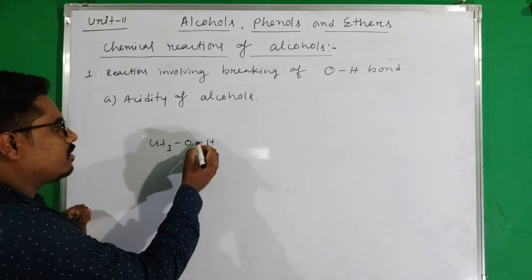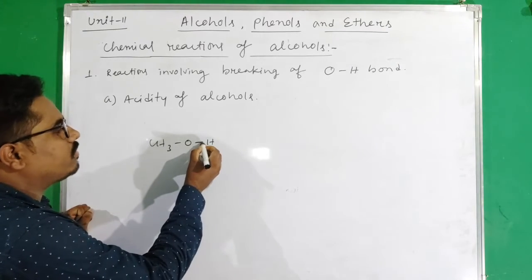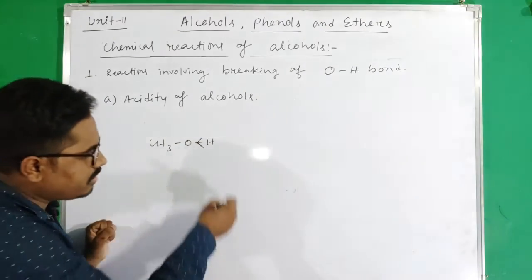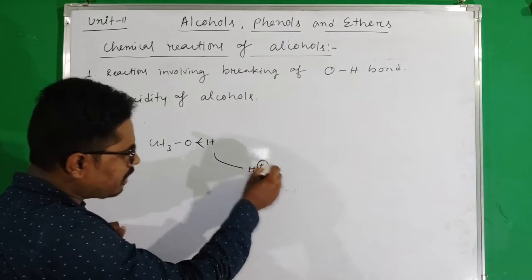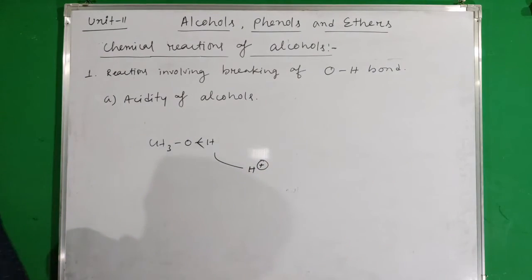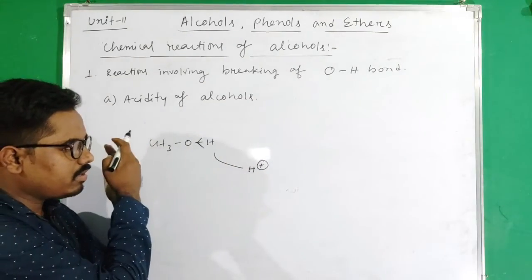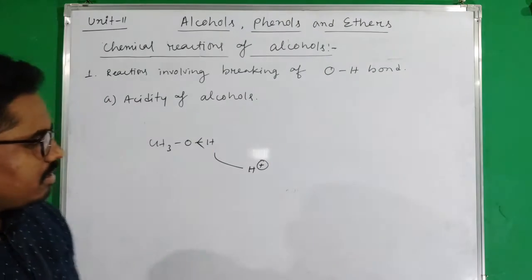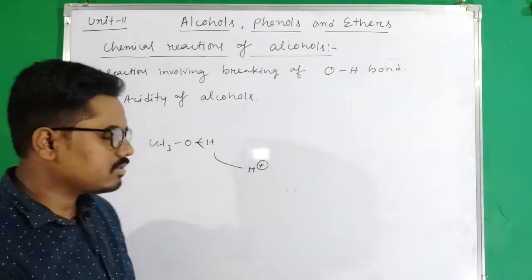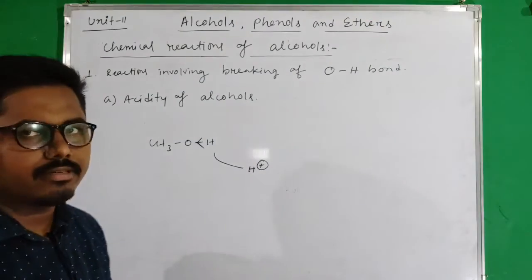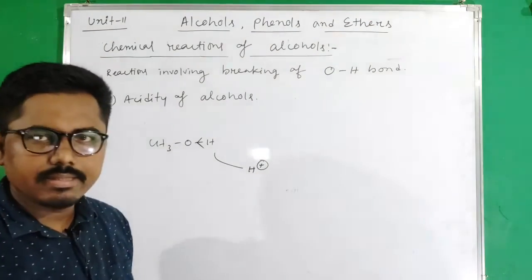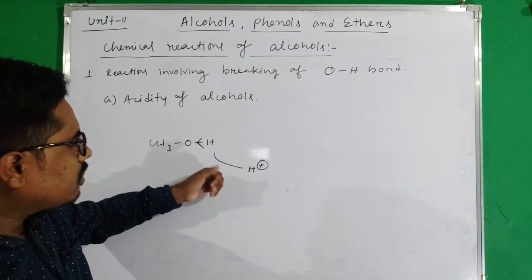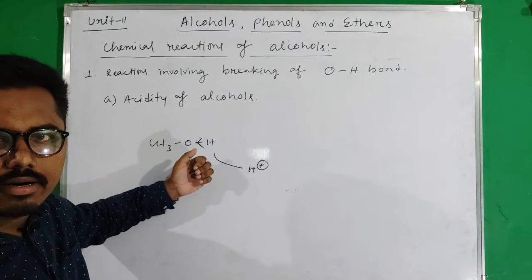Therefore, due to higher electronegativity, oxygen will attract the electrons towards itself, resulting release of H positive ion. When oxygen will attract the electrons towards itself, the H positive ion will release, and you already know that according to Arrhenius concept, species which lost H positive ions are called acids. Okay, that means due to loss of H positive ion, alcohols have acidic property.